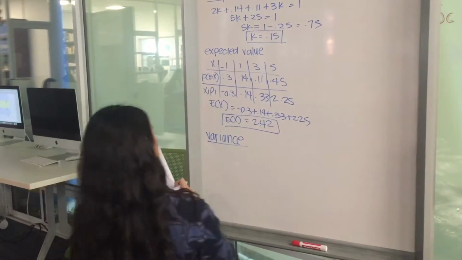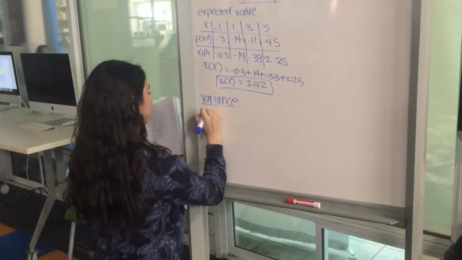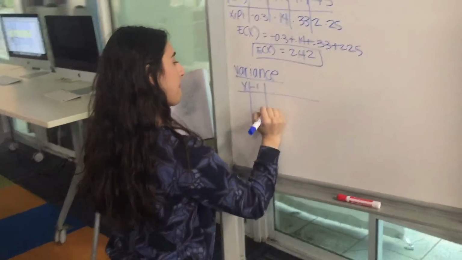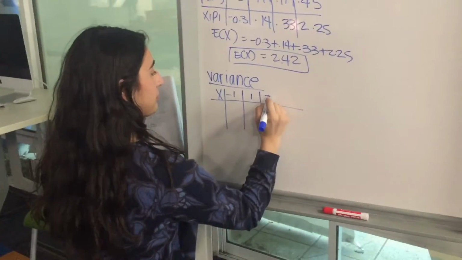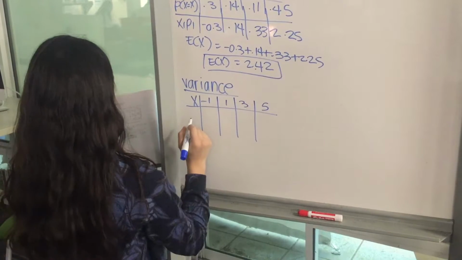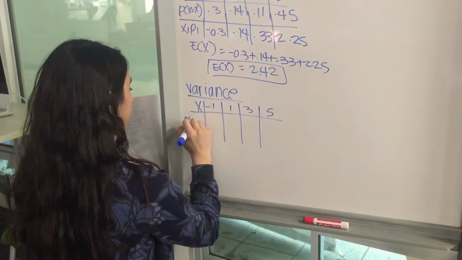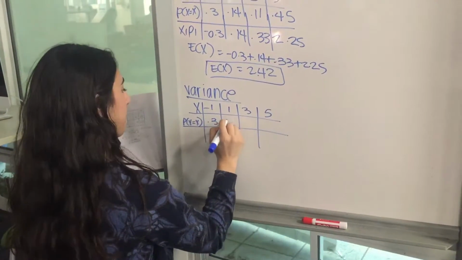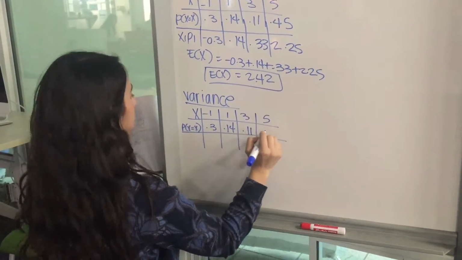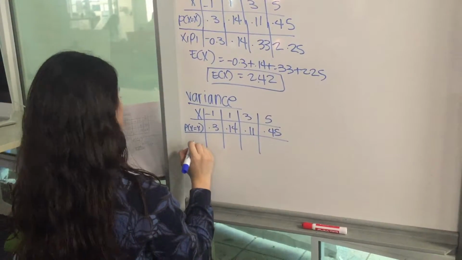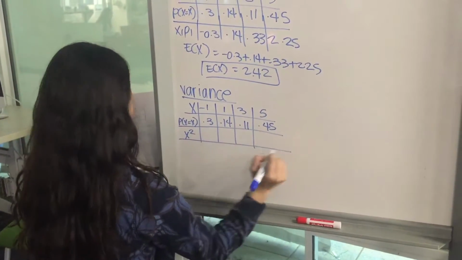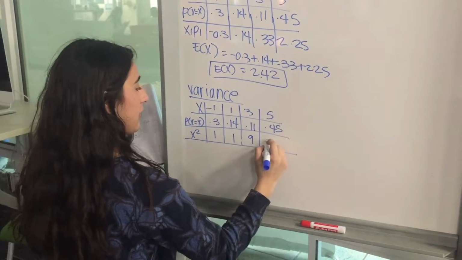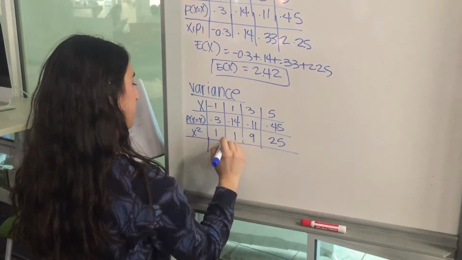Now we're going to find the variance, and to find the variance we have to follow several steps. We write our table, and the values of x stay the same: -1, 1, 3, and 5. Then we write our values of p, which are 0.3, 0.14, 0.11, 0.45, just as we did in the problem above. Now we square our x. So -1 squared is 1, 1 squared is 1, 3 squared is 9, and 5 squared is 25.